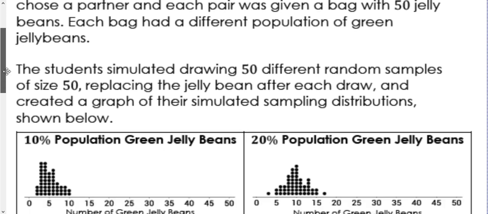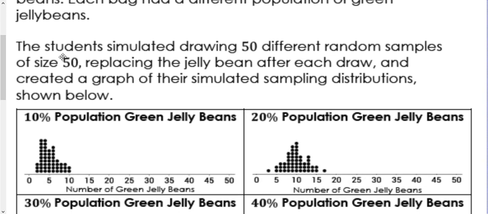So what they were doing is the students simulated drawing 50 different random samples of size 50. So in other words, they pull a jelly bean out, look at it, see if it's green, mark it down whether it's green or not, and then they put it back in. Jumble up the bag, they reach in, grab another random jelly bean, and then they continue to do that. They repeat that 50 times.